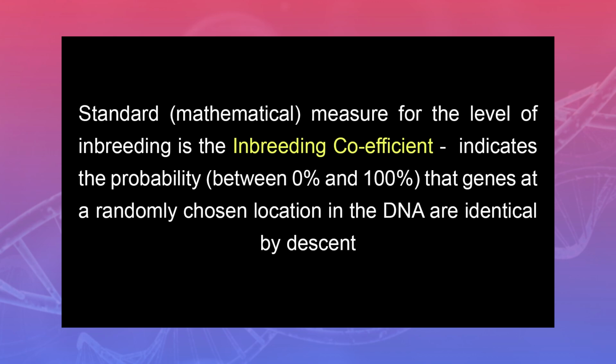The standard mathematical measure for the level of inbreeding is the inbreeding coefficient. It indicates the probability between 0% and 100% that genes at a randomly chosen location in the DNA are identical by descent. The technique assumes that there are two forms of a gene and that each form has an equal chance to be passed on to the next generation.